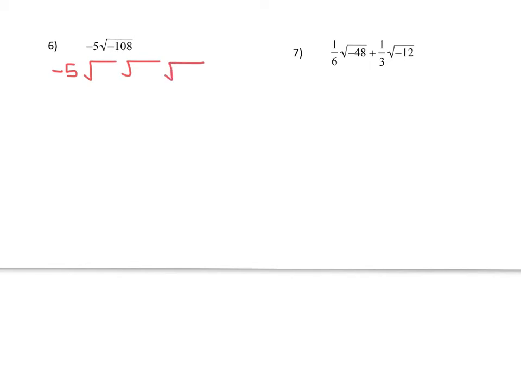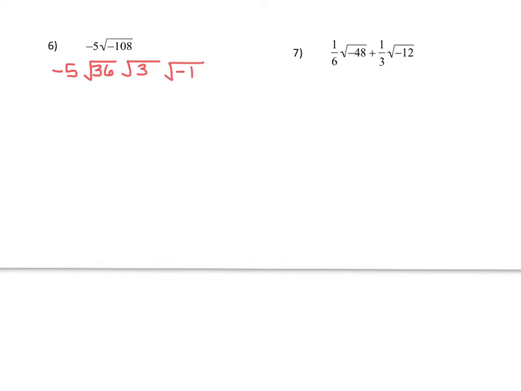Now, 108, positive 108. We want to come up with the biggest perfect square that divides evenly into 108. The biggest perfect square that divides evenly into that is 36. So I'm going to put a 36 here, and since 108 divided by 36 is 3, I'm going to put a 3 here. 36 times 3 gives us 108, but now we have to take into account that negative sign. So that's where our third radical comes into play. We're going to put a -1 under the third radical.